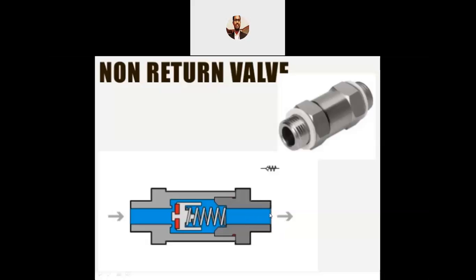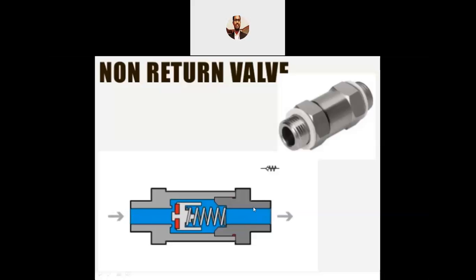Here you are just creating a suction. Once the suction has been created, this will be pulled backwards. Then the fluid from the sump or the source will be flowing here like this.